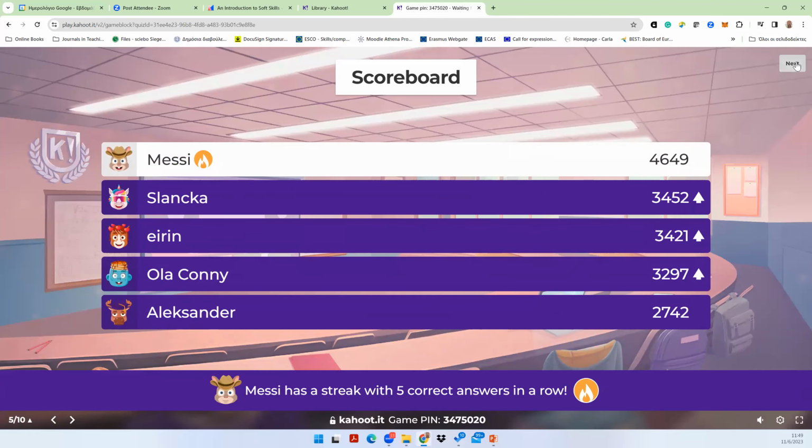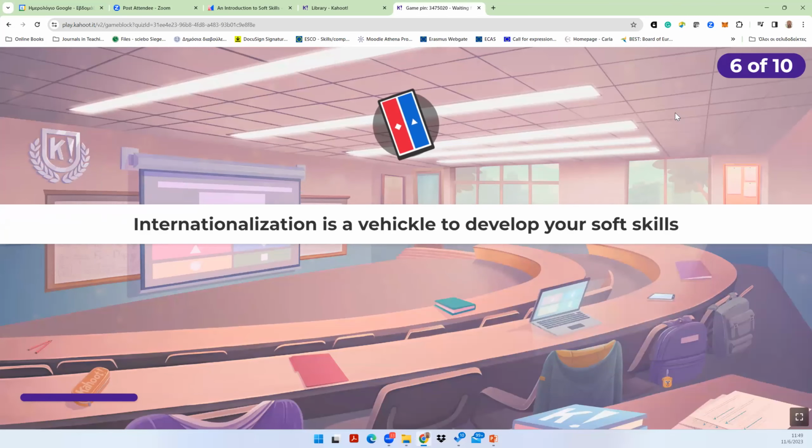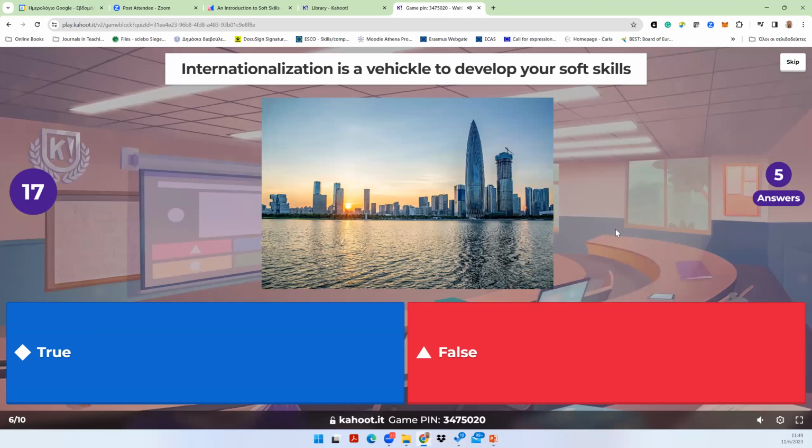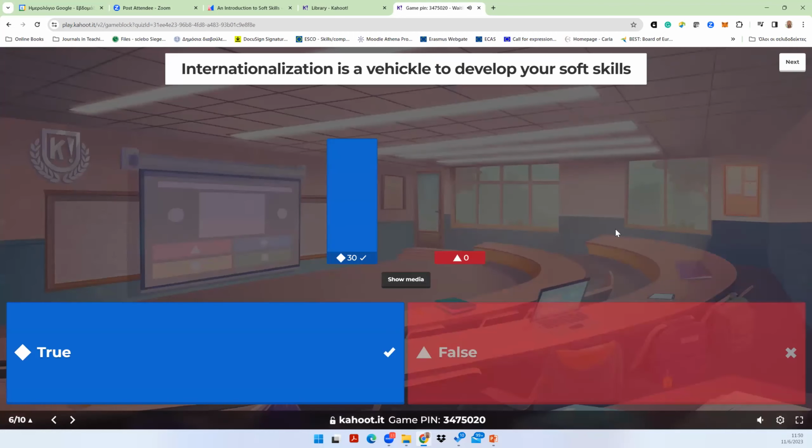Next. True or false? Internationalization is a vehicle to develop your soft skills. Internationalization means multicultural. It means you are moving outside of your comfort zone. It means that you are trying to speak in English. It means that you understand the others because they have a different culture.